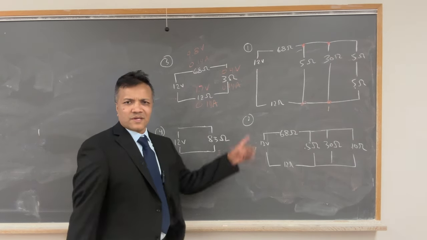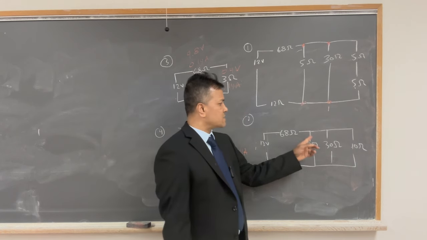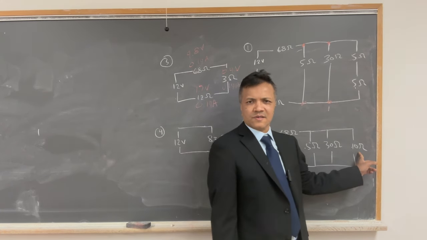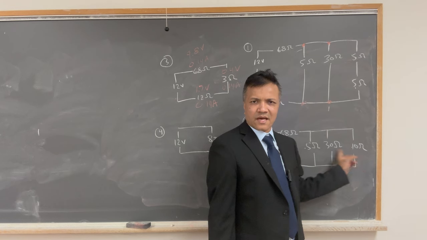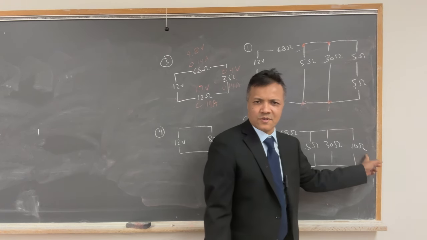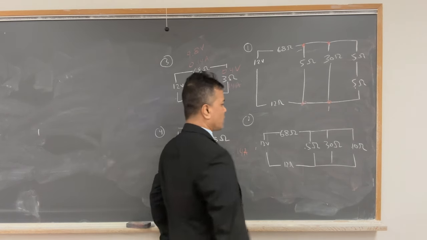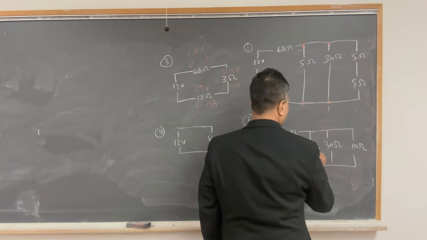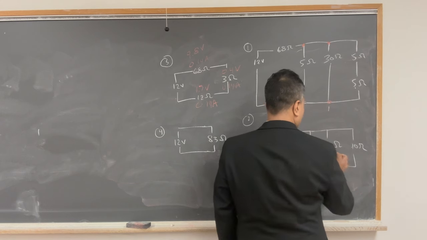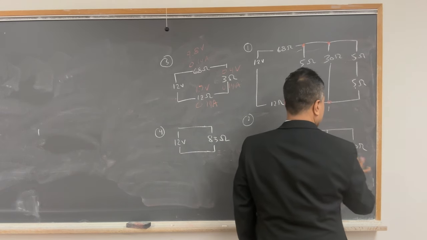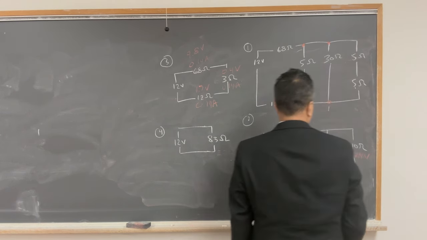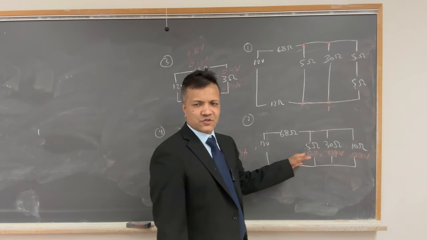Okay, now where does this 3 come from? Don't forget this 3 comes from 5, 30, and 10. Okay, they are in parallel relationship. What is true for parallel relationship is they have the same voltage. How much is this? 0.4. So you're going to write 0.4, 0.4, 0.4. Okay, good. Now, we know the voltage, so we know the current.